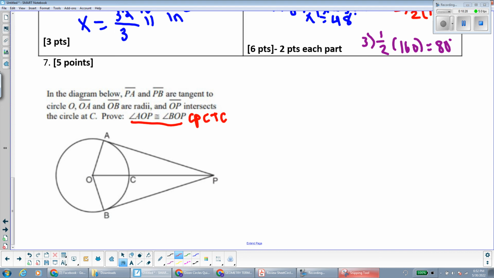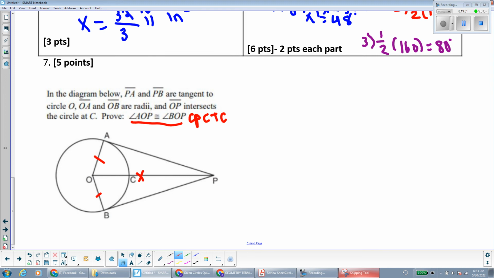Before we can use CPCTC, we do need to prove the triangles congruent. So we're not looking for AA here. This is not similarity. We're not proving a proportion. We're not proving a product. We're trying to use CPCTC, so we need to prove the triangles congruent to each other. So already I see a shared side. That might help. I'm going to mark that. I see AO and OB. They are radii of the circle. That's given to us that they're radii of the circle. And I know that all radii of the same circle are congruent to each other.